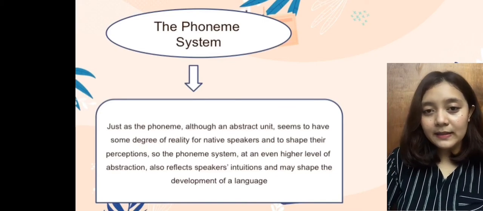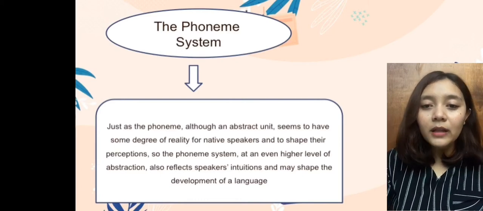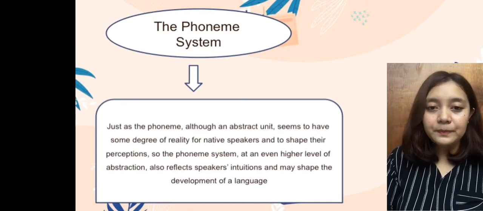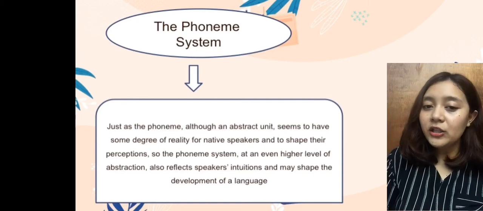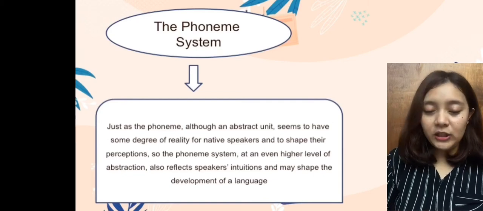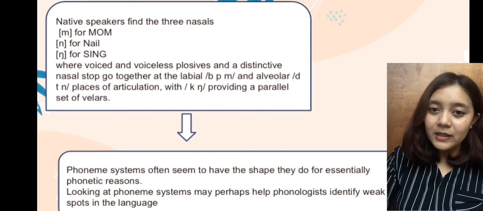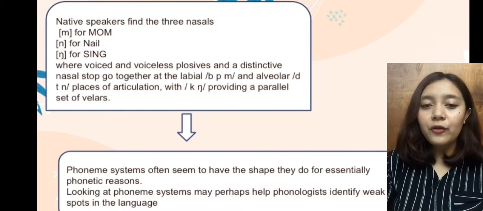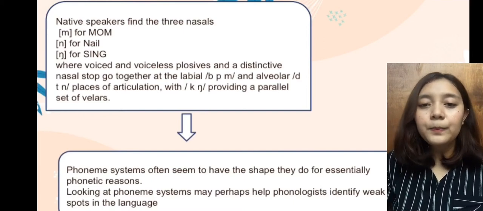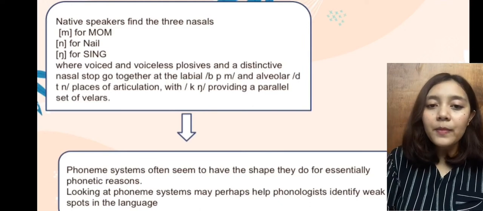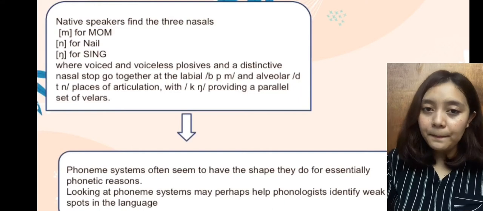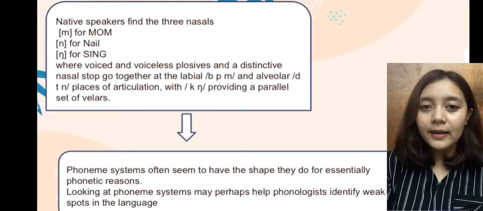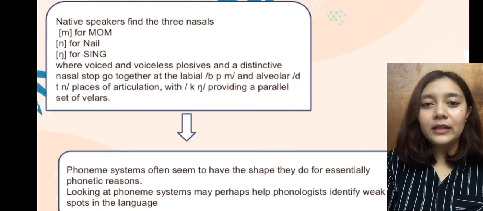Setting out a phoneme system can be extremely helpful to a phonologist in deciding which phonemes to propose for particular groups of allophones, and in checking that her decisions accord with native speakers' intuitions. Native speakers find the three nasals m for mom, n for nail, and ng for sing, where a voiced and voiceless plosive and a distinctive nasal stop go together at the labial (ba, pa, and m) and alveolar (da, ta, and n) and velar place of articulation with ka, providing a parallel set of sounds.